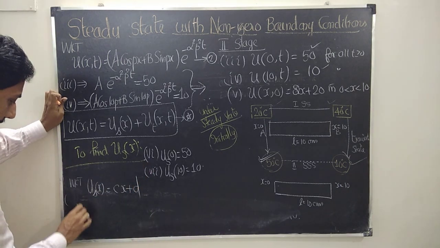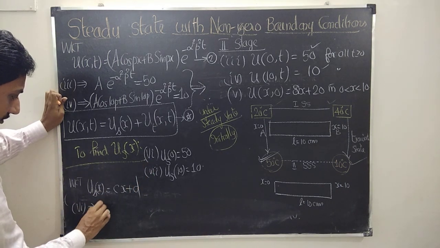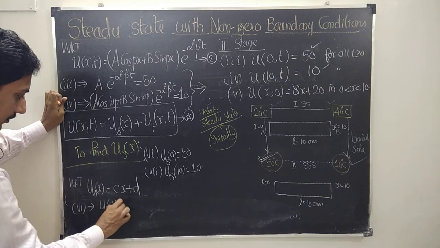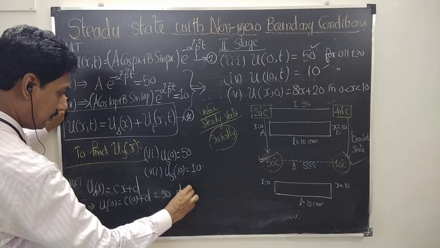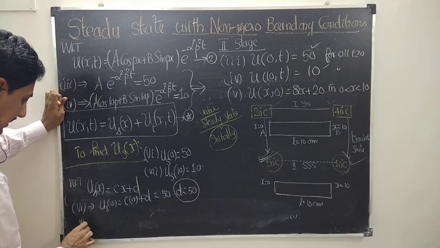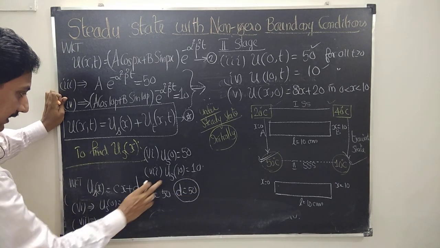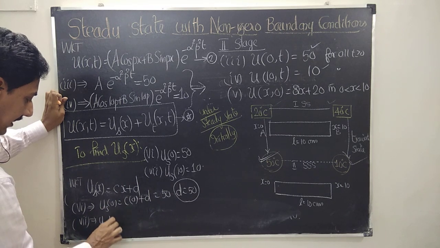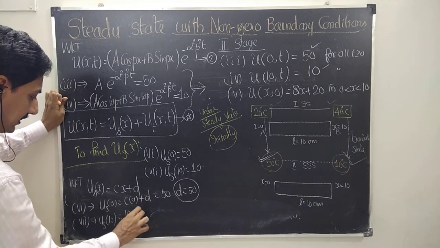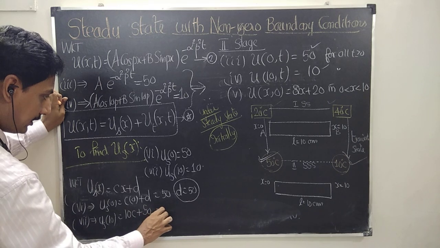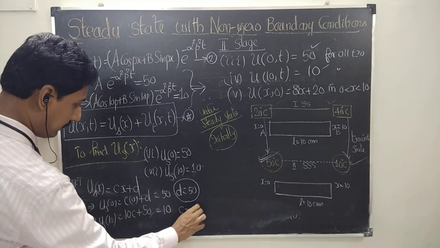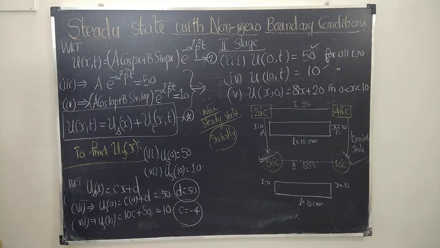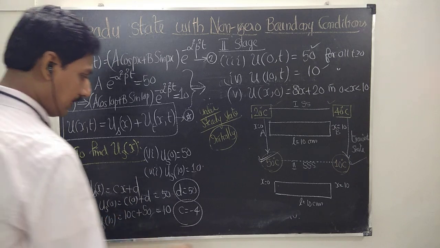Now can we apply condition number 6 by putting x equal to 0? us of 0 is equal to c into 0 plus d is equal to 50. So d is equal to 50. What about the seventh condition? By putting x equal to 10, we get us of 10 is equal to 10c plus d, d equal to 50, is equal to 10. So c is equal to minus 4. Is that right, sir? So this way we get us of x.